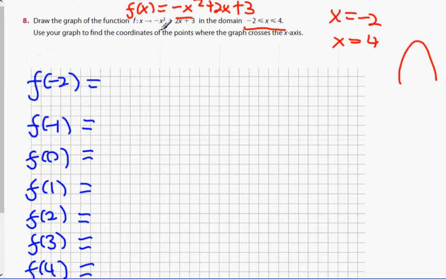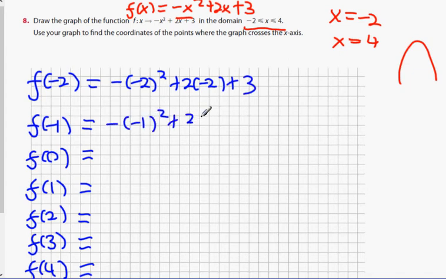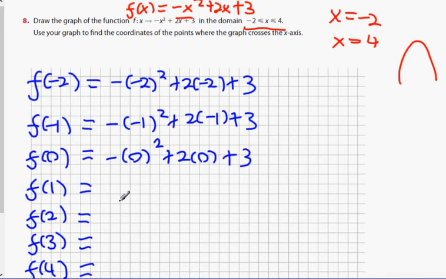Anywhere I see x, I now replace it with brackets -2. Minus bracket -2 squared plus 2 bracket -2 plus 3. Next one, minus bracket -1 squared plus 2 bracket -1 plus 3. Next one, -0 squared plus 2 times 0 plus 3. You can see I'm not really even looking up anymore. I just know what to write down. I'm replacing the x with whatever number comes in here.